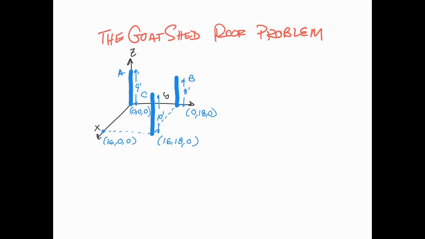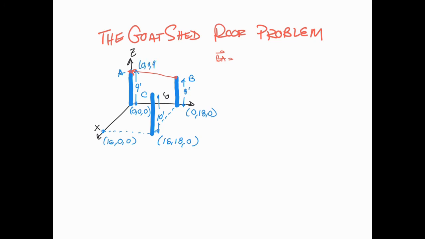And the 2 edges that I know about are the one that goes from point B to point A, and I'm going to model that as a vector BA. So BA is going to be from point B to point A. So in order to figure out what that vector is, I need to know the coordinates of those 2 points. A is 0, 0, 9 at the top of the post. And post B is 8 feet tall, so it's going to be 0, 18, 8 as its coordinates.